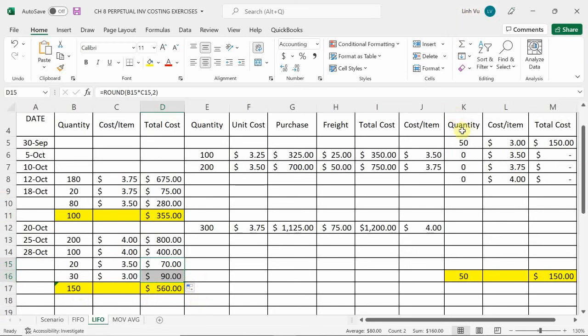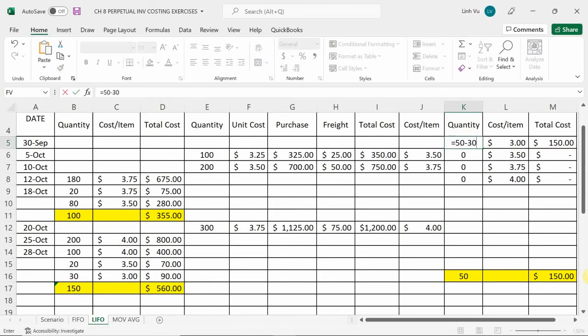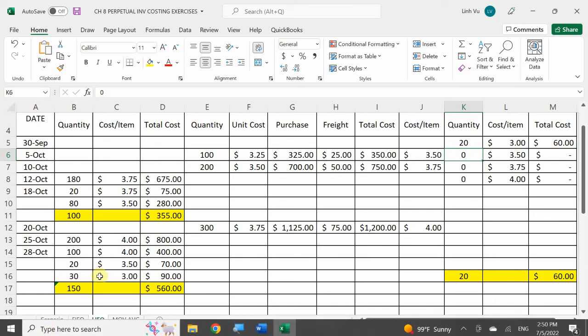So I need to update my inventory last. What is 50 minus 30? 20 units at $3 each, giving you a total of $60 remaining. So that is LIFO, right? Every time we sell under LIFO, every time we purchase something, we go to the bottom and slowly make our way up to the top.